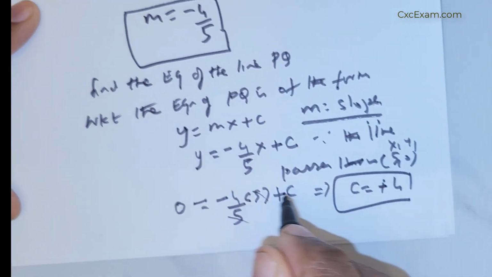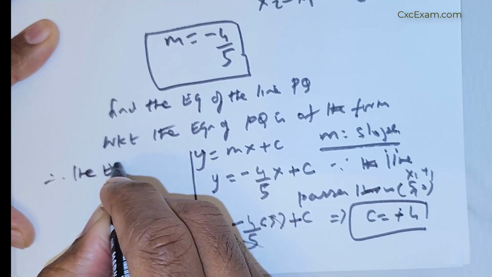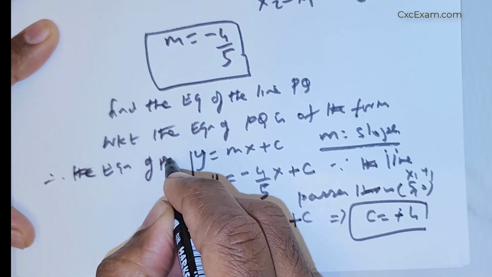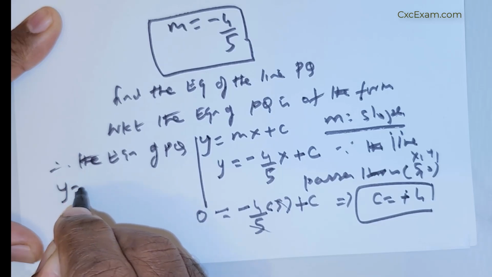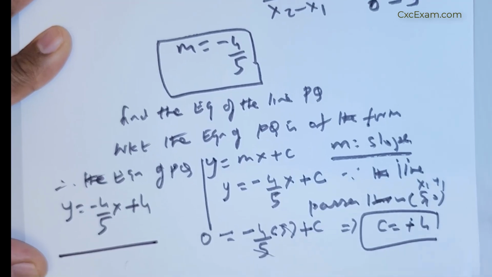So now we can write the equation. Therefore, the equation of PQ is y is equal to negative 4 over 5 times x plus 4. So that's the required equation.